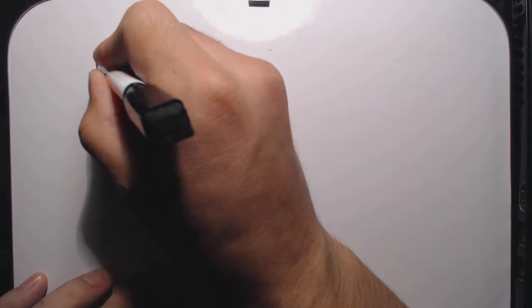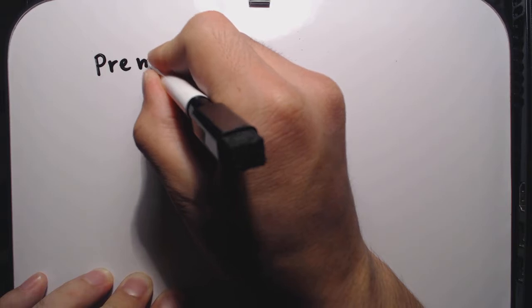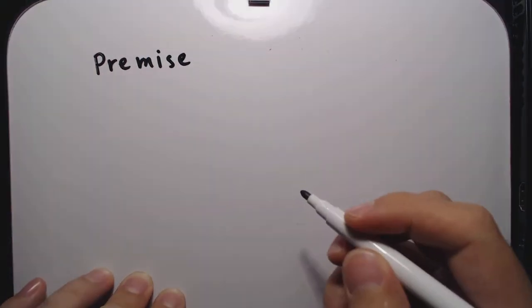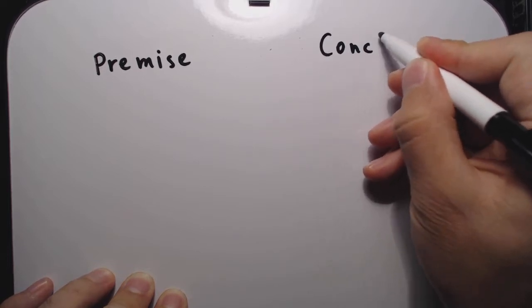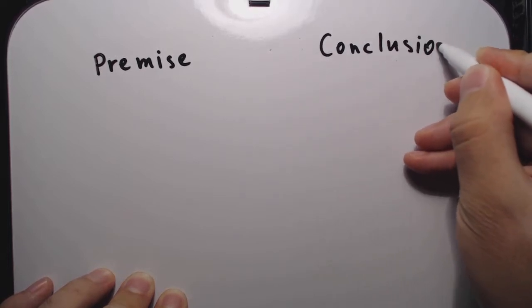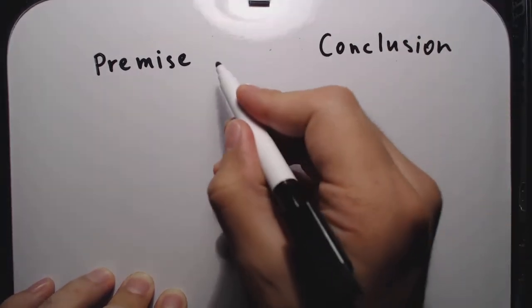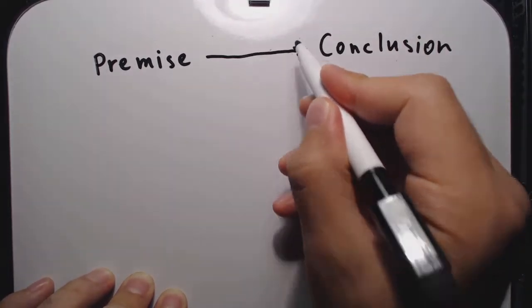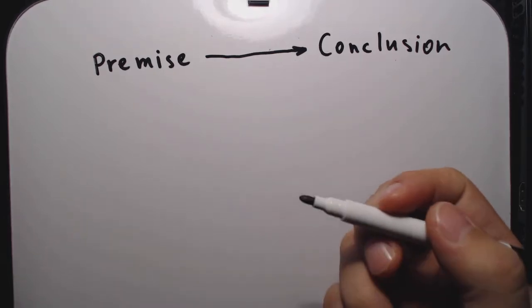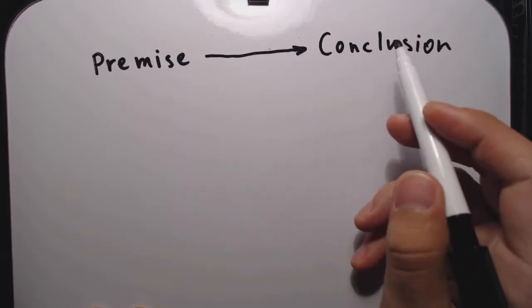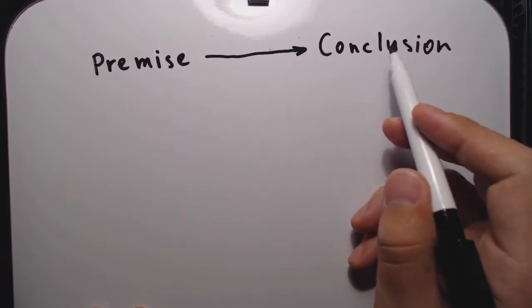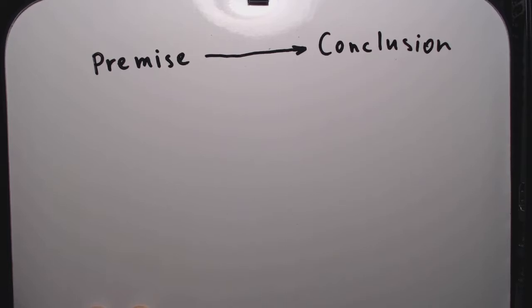So a logically consistent argument looks like this. You have a premise, and then you have a conclusion. And your job is to make this connection. So the premise must be true, and then the conclusion must follow from that. It's a basic structure of a statement.